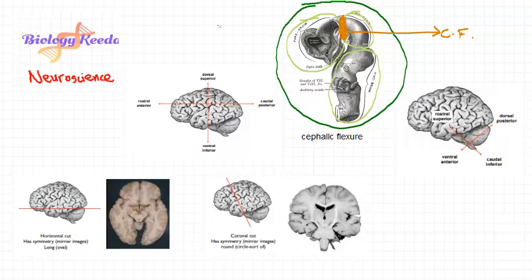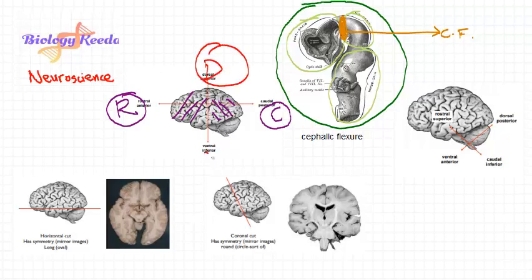So let's first look into the forebrain. In the forebrain, the frontal part is called the rostral part. Let's represent it by R, and the posterior part, the back part, is called the caudal. So this part is the rostral and this part is the caudal, right? We usually say anterior as the frontal part and posterior as the back part, but here it's called rostral and caudal. Along with these, we have the dorsal and the ventral. Ventral is the inferior part and dorsal is the superior part. So the top of the head, you call it dorsal.